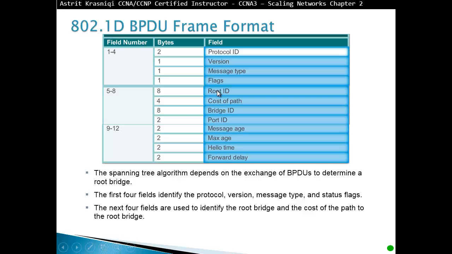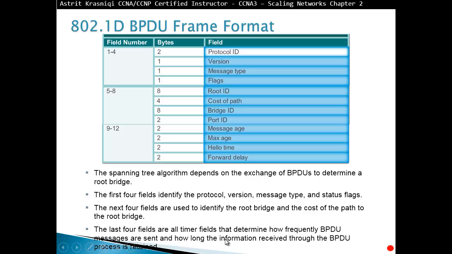So the root ID is the root bridge's ID, because even if we are not the root bridge, we can advertise it, for example, to the next switch. Cost of path is how much it costs me to get to the root bridge, then the bridge ID and the port ID. So here we have our bridge ID and the port ID that connects us to the root bridge. And the last 4 fields are all timer fields that determine how frequently BPDU messages are sent and how long the information received through BPDU is kept.